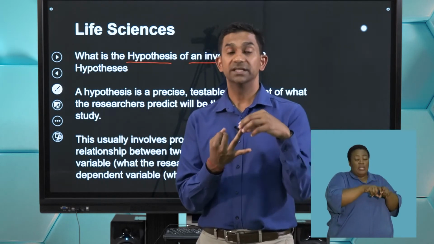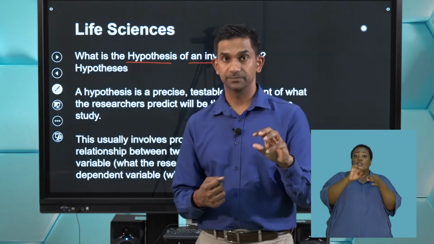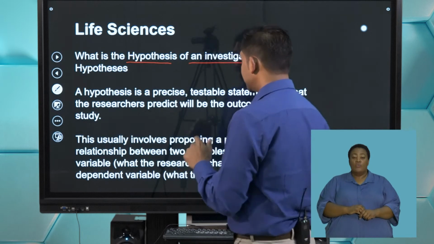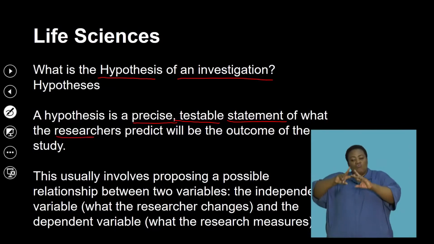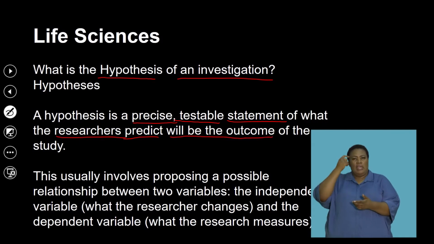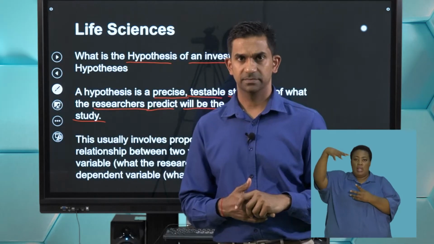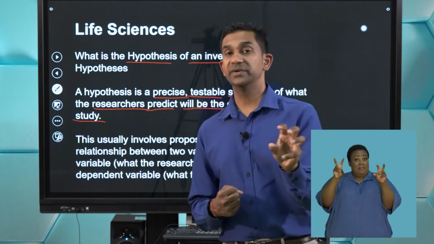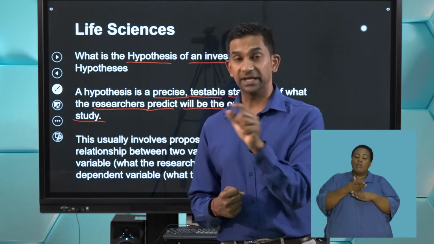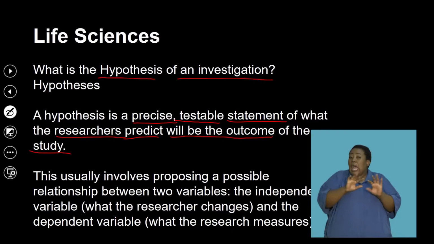It should include the dependent variable, and it needs to link to the research question. So, a hypothesis is a precise, testable statement of what the researcher predicts will be the outcome of the study. My prediction is that plants will grow upwards towards the light and increase in height. That's a testable statement. We would need to work around an aim and then a method to test that. So that's a statement that I predict that plants will grow upwards.